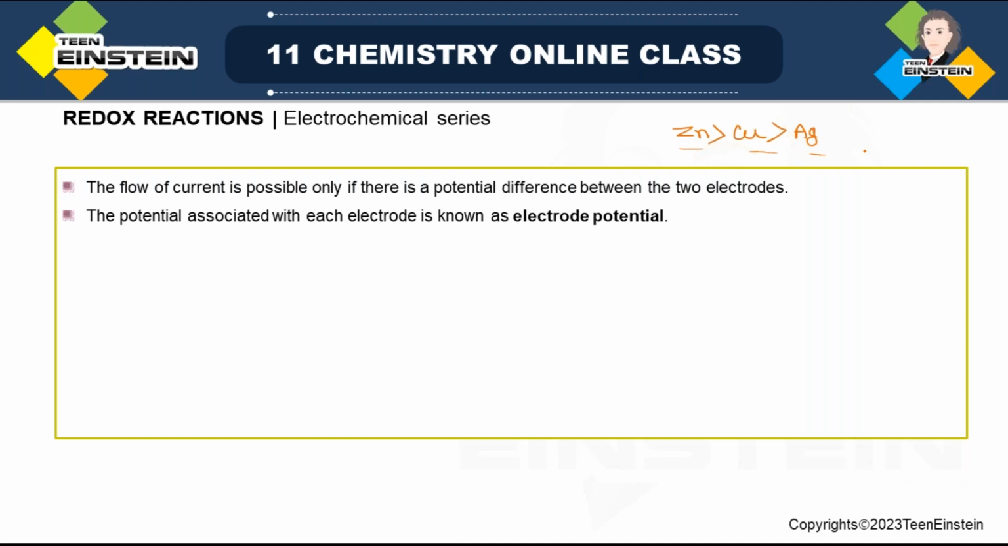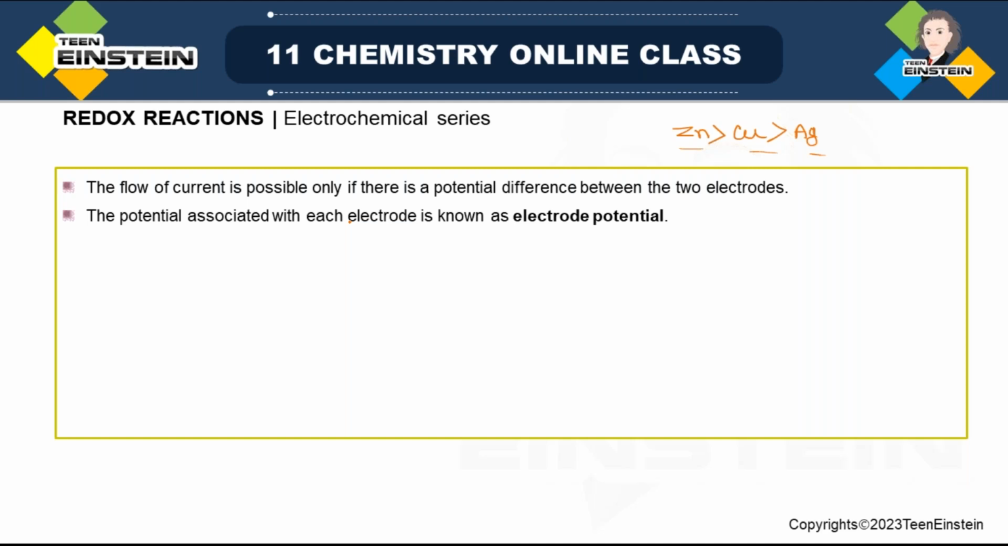So for these three metals, in this order, the maximum donating or reducing tendency we will see in the case of Zn. Then the next reducing tendency we get in the case of copper, and for silver it is the minimum. Now the flow of current in the cell that we have just discussed is possible only if there is a potential difference between the two electrodes. The potential associated with each electrode is known as the electrode potential.